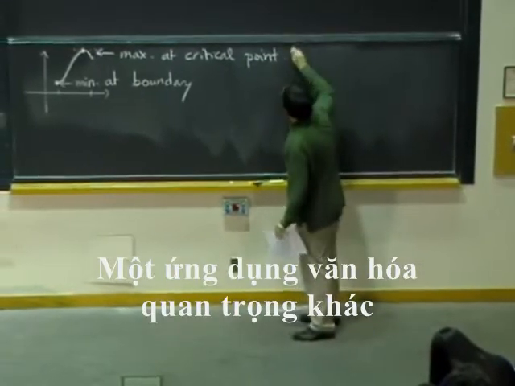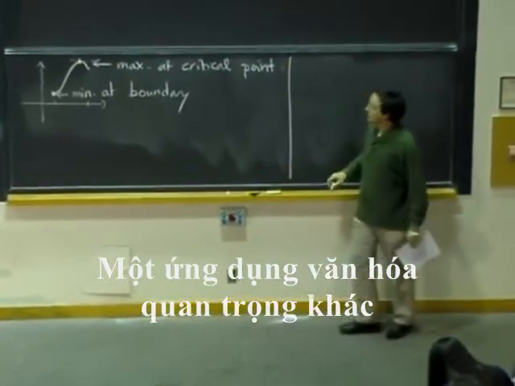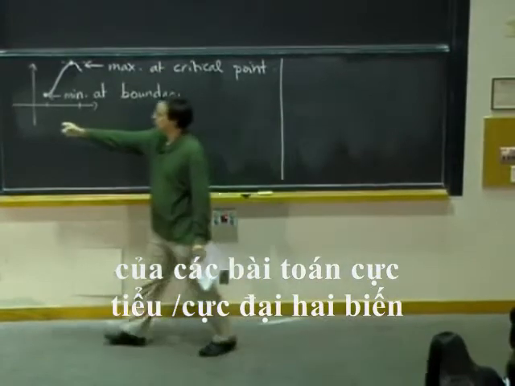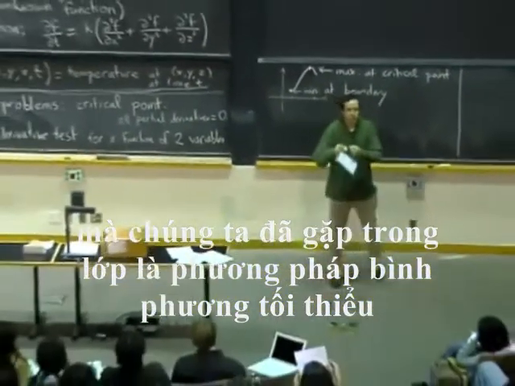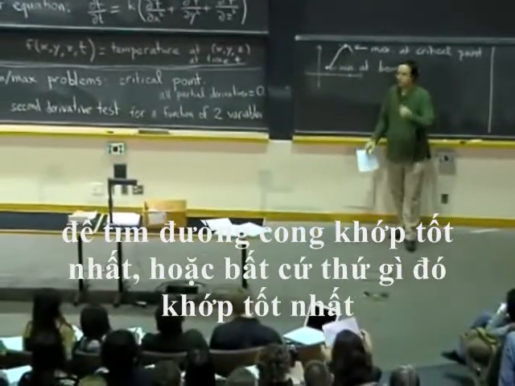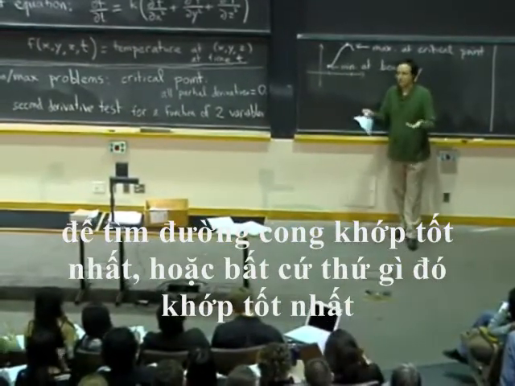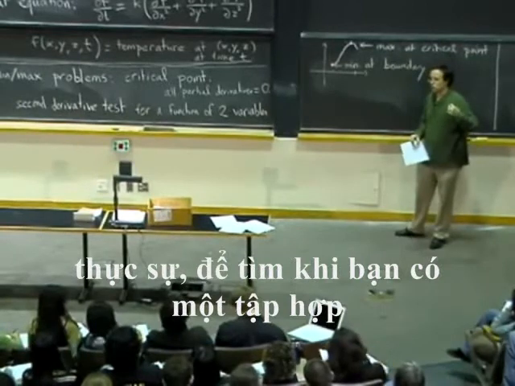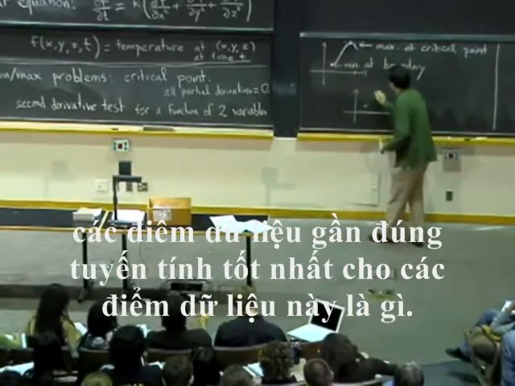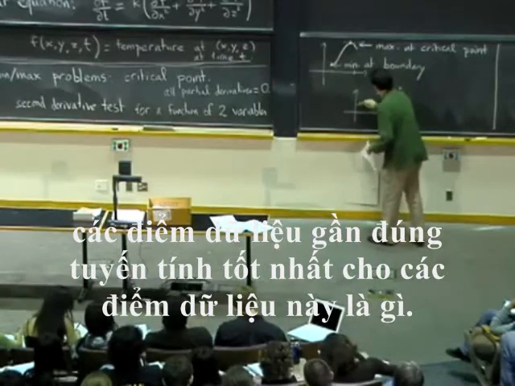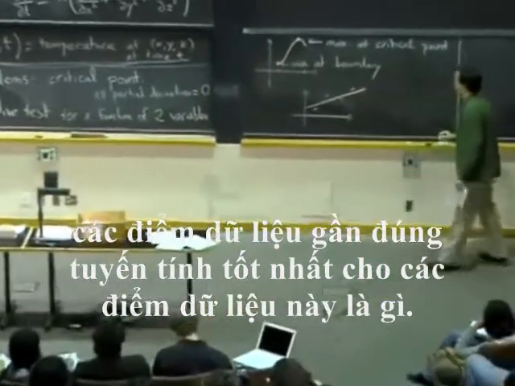Another important application of minimum maximum problems in two variables that we've seen in class is the least squares method to find the best fit line, or the best fit anything really. When you have a set of data points, what's the best linear approximation through these data points?